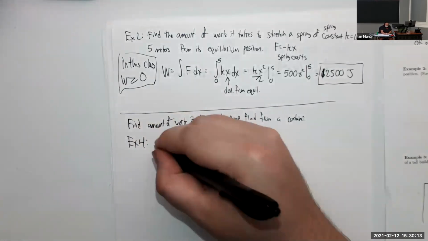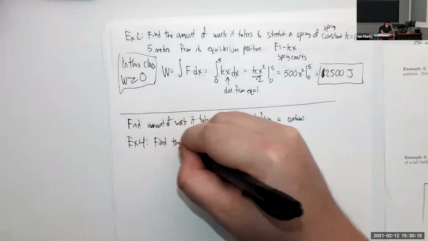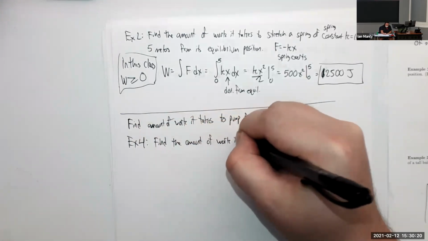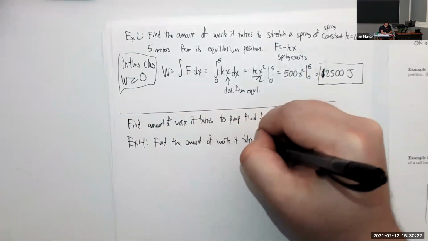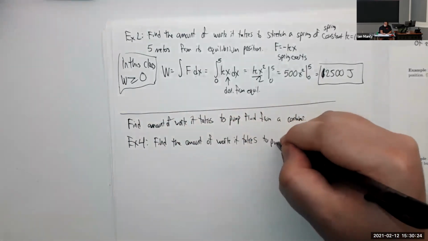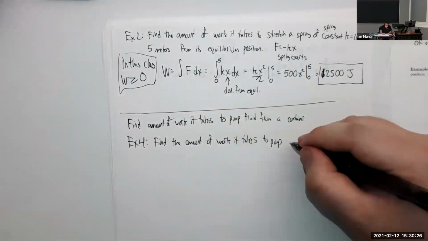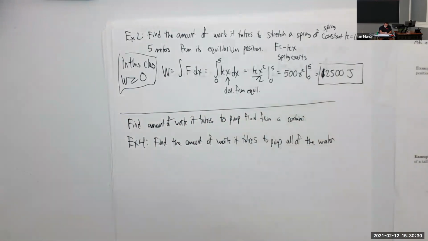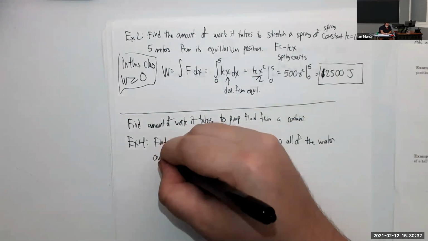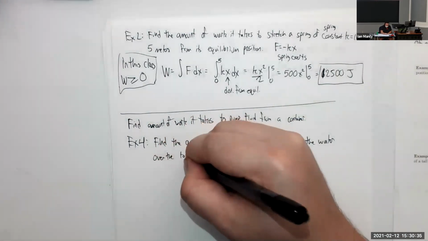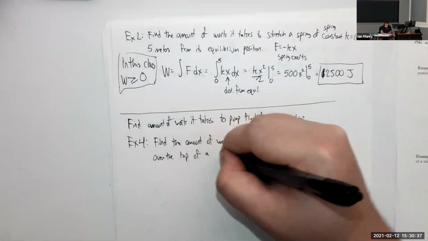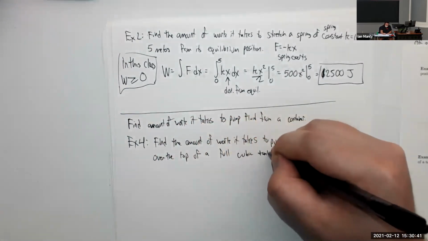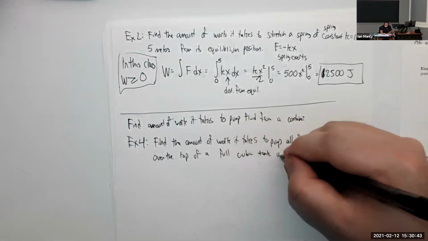Example 4. Find the amount of work it takes to pump all of the water over the top of a full cubic tank of side length 2 meters.